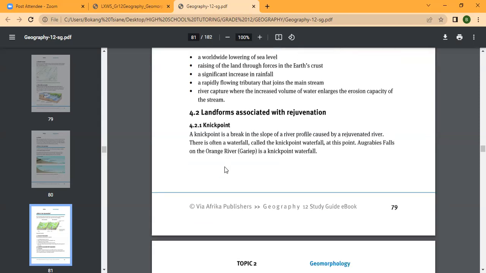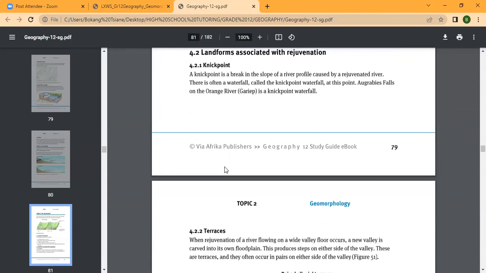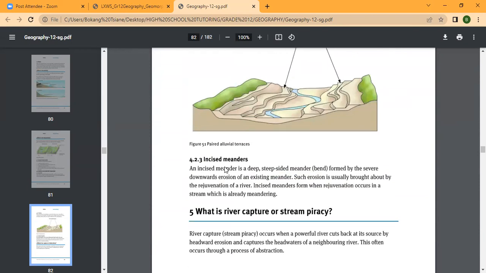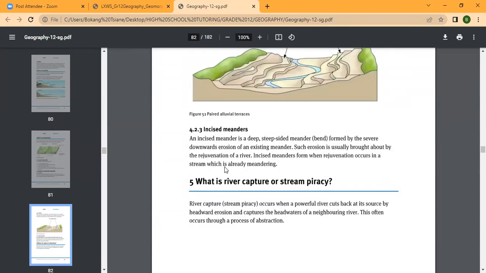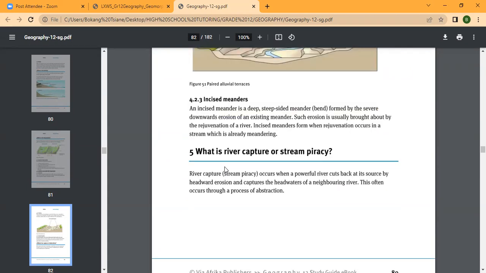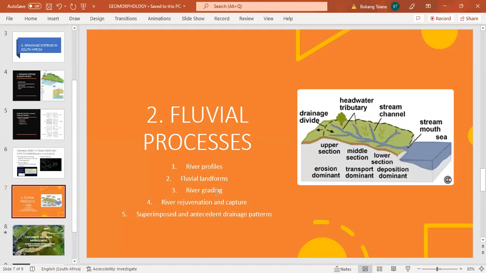So then we have landforms that are associated with rejuvenation: the nick point, the terraces, and the incised meanders. We've already looked at the meanders, but we have another category, which is the incised meanders. And then we have river capture and stream piracy. It's still part of river rejuvenation, the river capture.